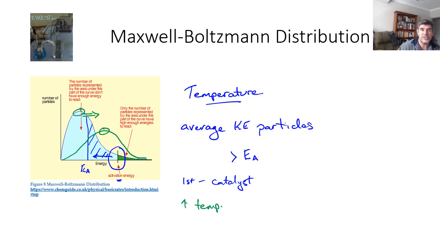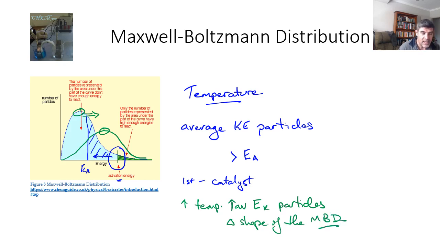That increase in temperature changes not only the average kinetic energy of the particles, it also changes the shape of the Maxwell-Boltzmann distribution. And that means that, even if the activation energy is the same, we now have a much larger number of particles that are able to react because they have sufficient energy to overcome the energy of activation.